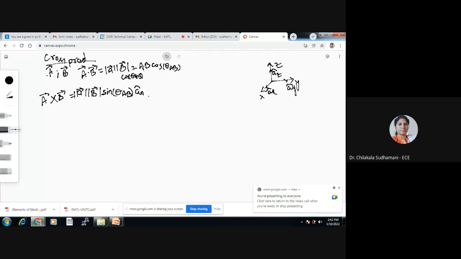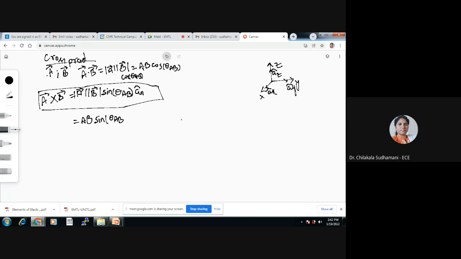Okay, so here I am representing the formula for cross product. Now, what is A bar magnitude value? That is represented by a scalar, so I can simply write it as A. Magnitude of B bar is given by simply B. And sine theta AB is the angle between A bar and B bar.